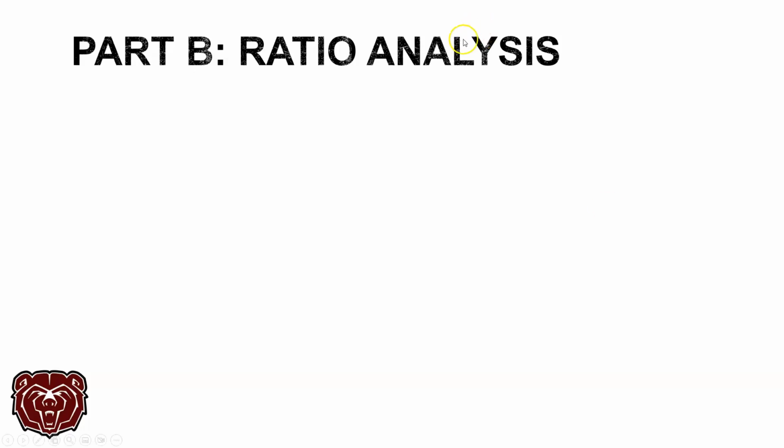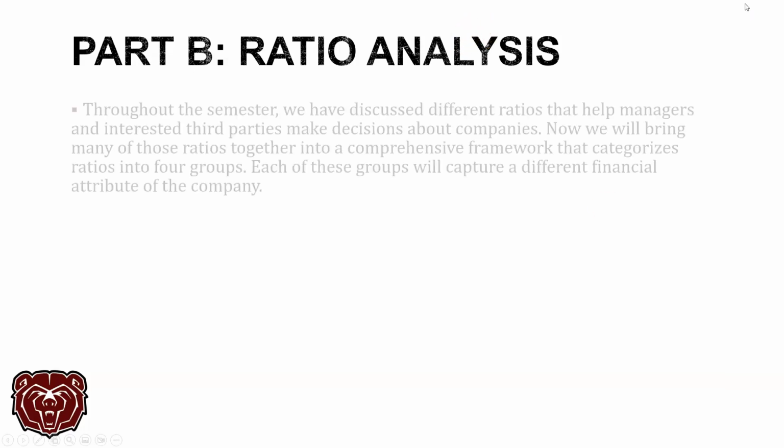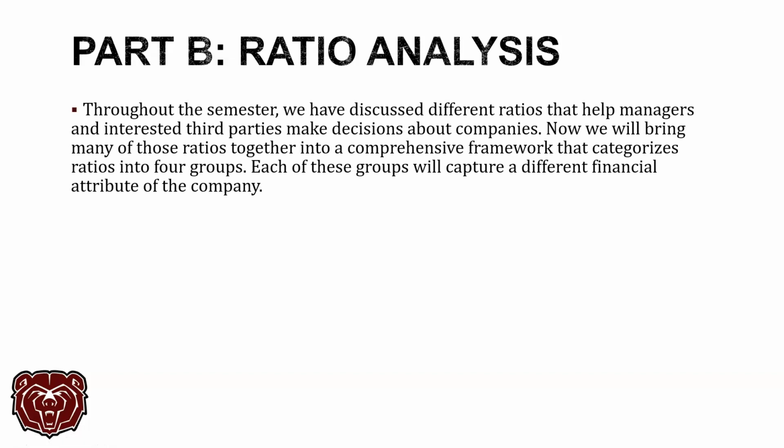Okay, so let's talk about ratio analysis here real quickly. And this is something we've done throughout the entire semester. We have talked about a lot of different ratios. The ratios that we've talked about help managers. They help third parties make better decisions about investing, about lending. What we're going to do in this chapter is really bring those ratios together so we can take a comprehensive look at our financial statements, ask some questions.